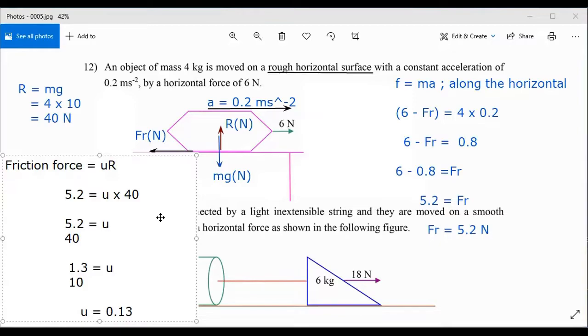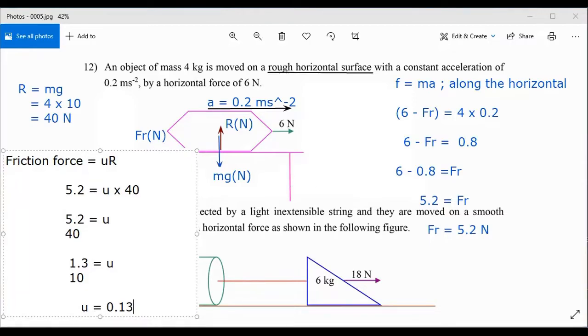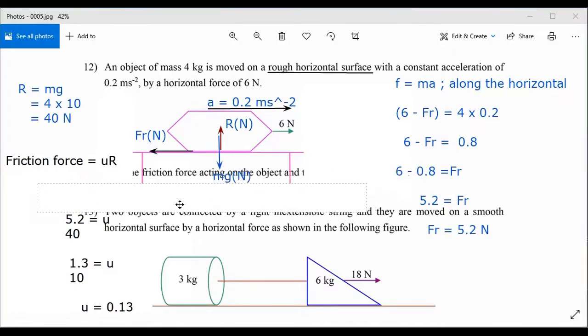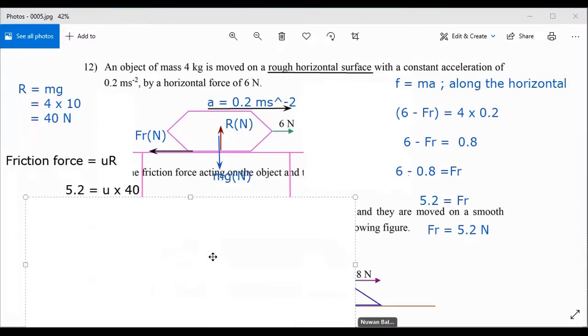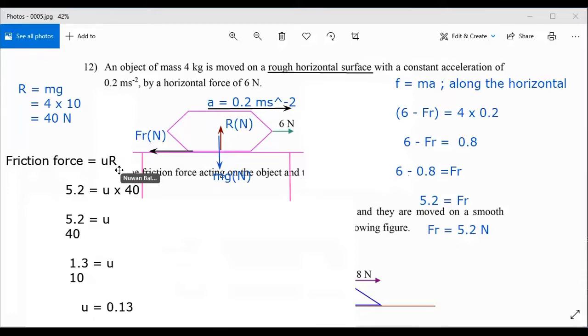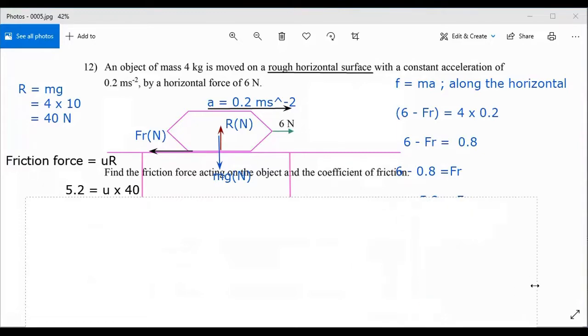So what are the things that they have asked? As I remember, they have asked us to find the coefficient of friction, and to find the friction force acting on the object and the coefficient of friction. I think you can barely read this question.